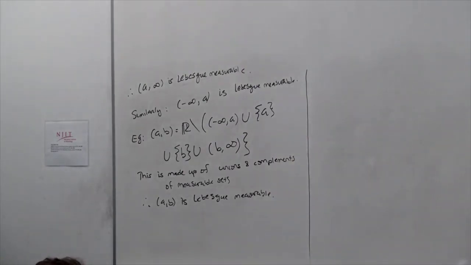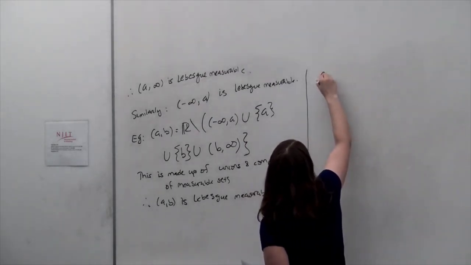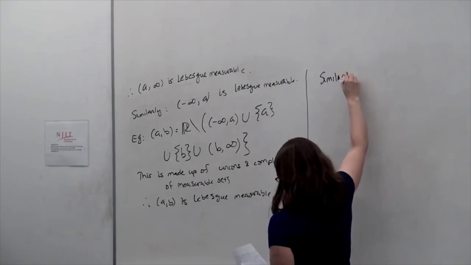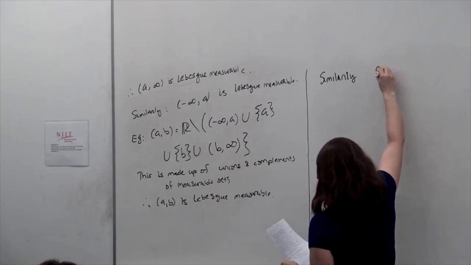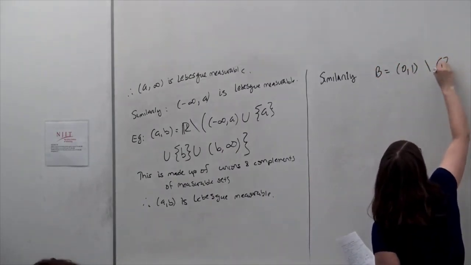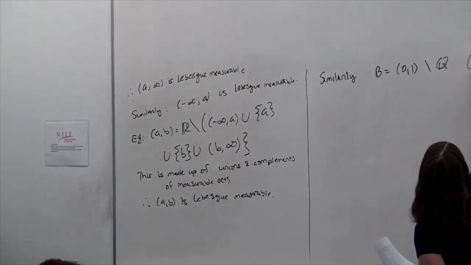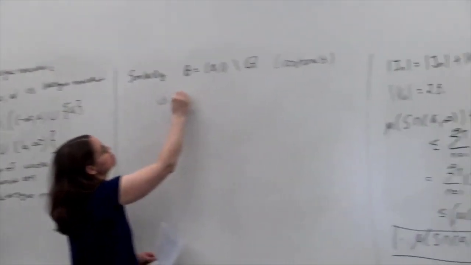Okay, now similarly, we can come back to the irrational numbers between 0 and 1. Well, once again, we can start writing that down as a mixture of complements and unions of measurable things. And so similarly, let's let B equal, say, everything from 0 to 1 minus the rationals. So these are the irrationals now. And this is going to be measurable.